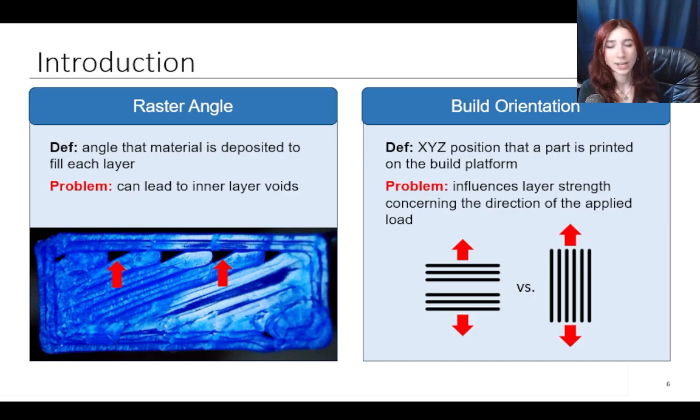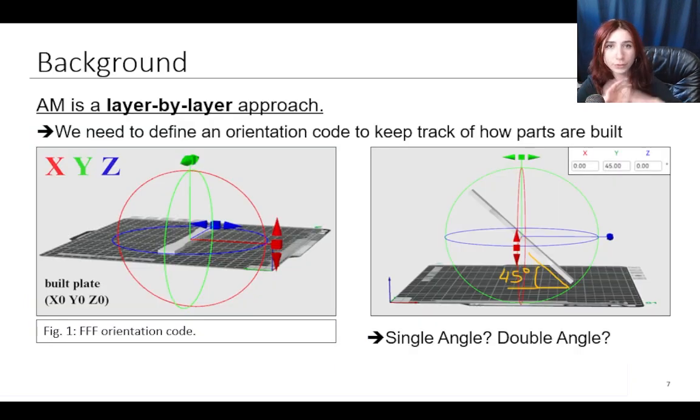Build orientation is essentially the XYZ position that our part is oriented in and printed on our build platform. The concept with build orientation is that depending on our orientation of layers, this can influence strength concerning the direction of any applied loads. Throughout this research, we referred to samples based on their orientation code, so it's important we define that code.